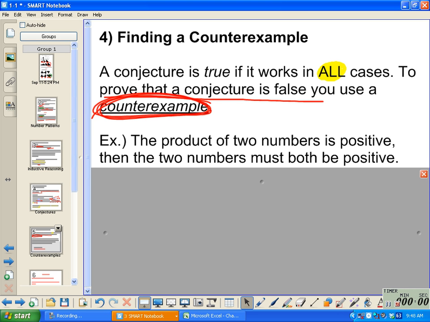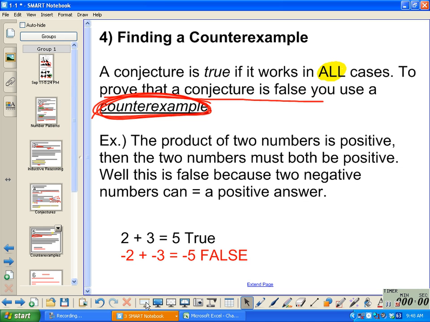Okay, and if you got stuck, just hit pause again. Look at the first top portion. The product of two numbers is positive. Then the two numbers must both be positive. Why is that false? Well, first of all, we think 2 plus 3 is equal to 5. I got a positive answer of 5. If I did 3 plus 7, that's 10. Those are two positive numbers, 3 and 7. Or 5 plus 11 is 16. Okay? I added both of those numbers and still ended with the positive 16.